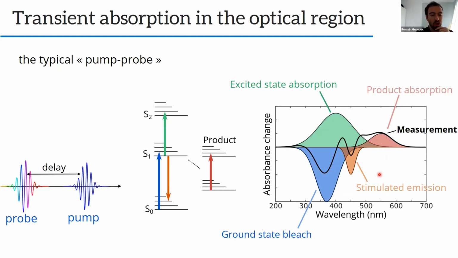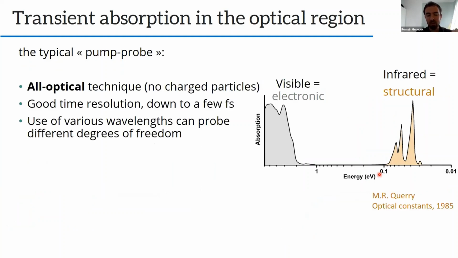And so people use this technique a lot because it has a lot of advantages. First, it's an all optical technique, so you don't have to use any charged particles. So it's rather easy to implement compared to maybe measuring some particles. And most importantly, you can really use any pulses in any wavelengths, and then you can get good time resolution down to a few femtoseconds if you use femtosecond pulses.